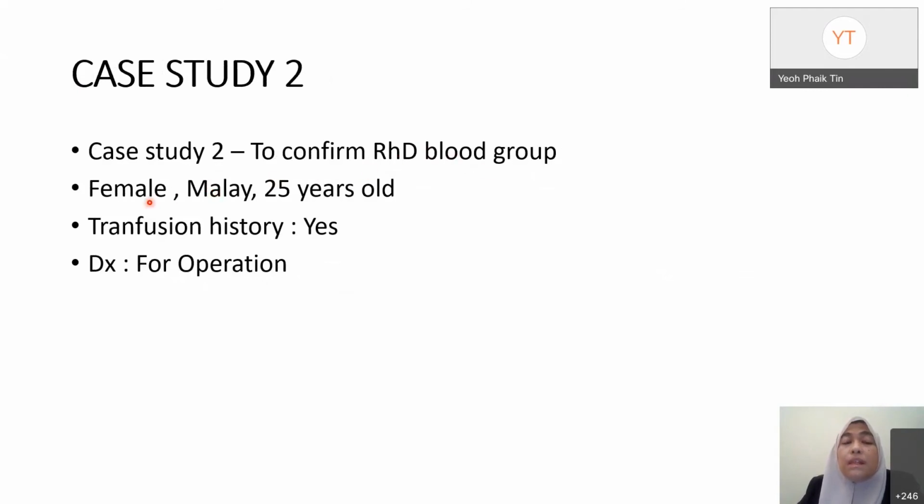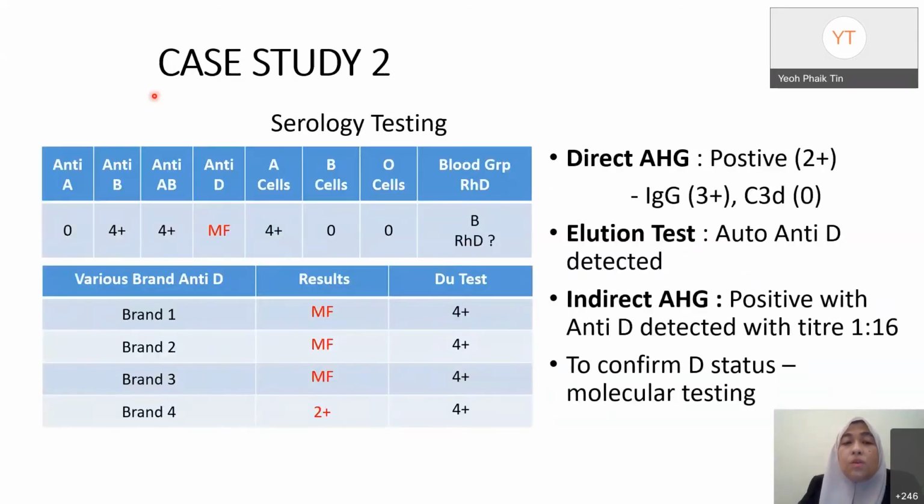This patient was female, Malay, 25 years old. There was no transfusion history before, and the diagnosis is for operation. This is the lab investigation showing the RHD blood group, because the anti-D showed a mixed field reaction. We also tested with other brands of anti-D, three brands showing the same result, mixed field, and brand 4 showing a 2+ reaction. And the DU test shows all brands are 4+.